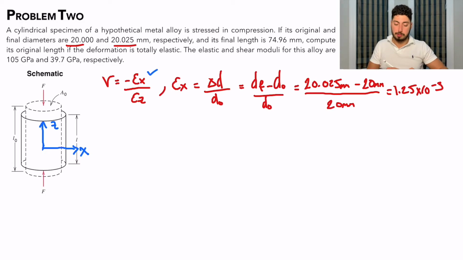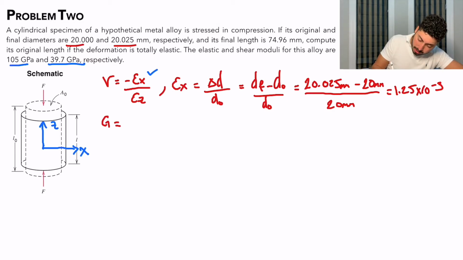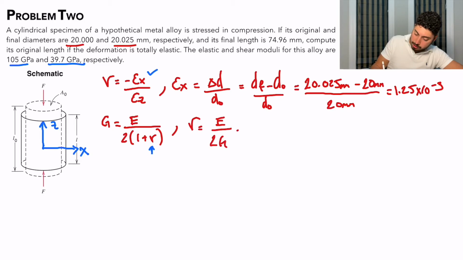Now let's find a way to calculate Poisson's ratio. So the problem gives us both our shear modulus and our elastic modulus. So with those two, we can relate them using the shear modulus equation. The shear modulus is equal to our Young's modulus divided by 2 times 1 plus our Poisson's ratio. So what we're going to do is plug in our values, and then we're going to calculate our Poisson's ratio by rearranging. So let's rearrange first. Our Poisson's ratio is equal to our Young's modulus divided by 2 times our shear modulus, minus 1.